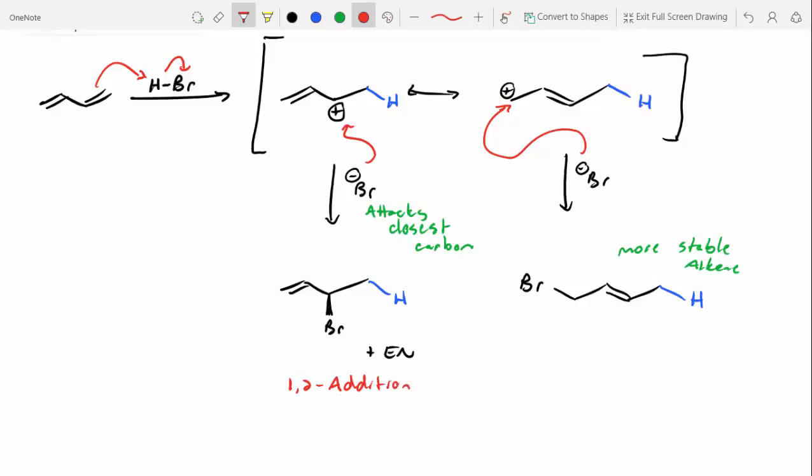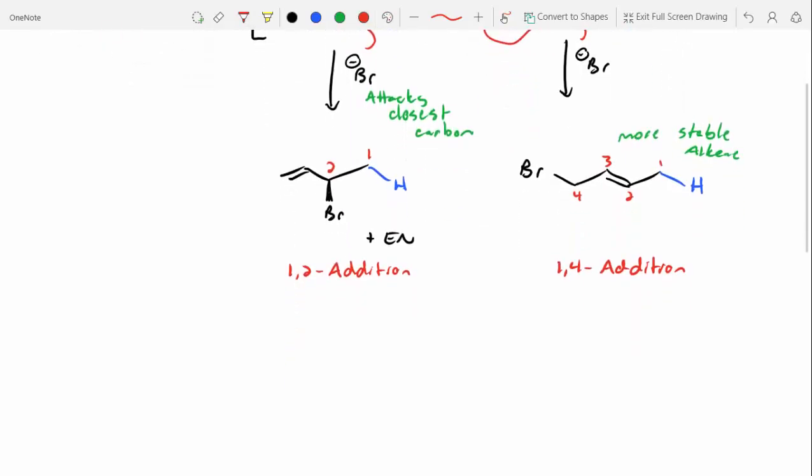We call this 1,2 addition because the bromine is installed on the carbon that's carbon 2, so one away from where our proton was. If we look at the other one, our proton's here, but our bromine was installed off of carbon 4. And so what we call this is 1,4 conjugate addition. We said that the 1,2 addition, at least in this case, is going to be our kinetic product. We said the one on the right will be our thermodynamic product.